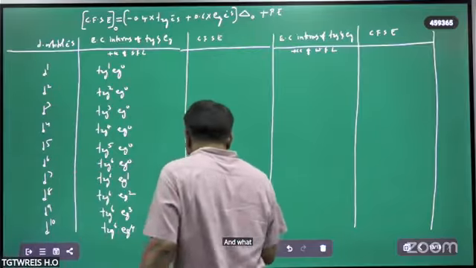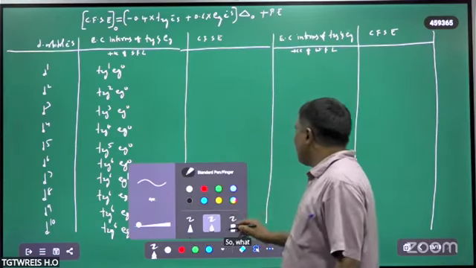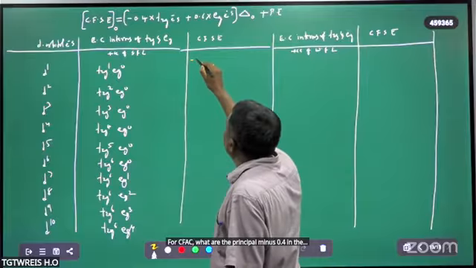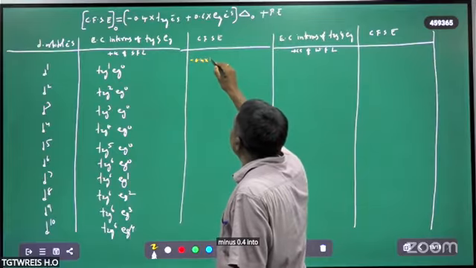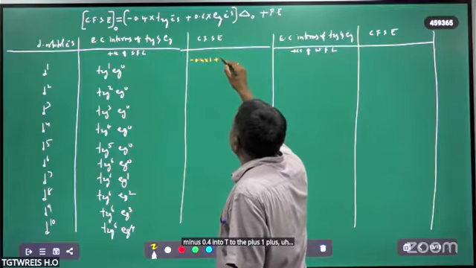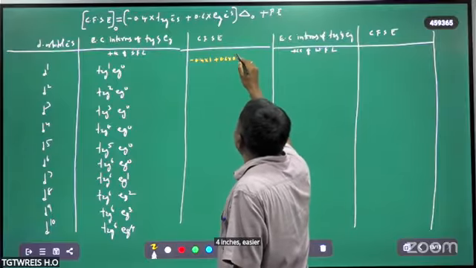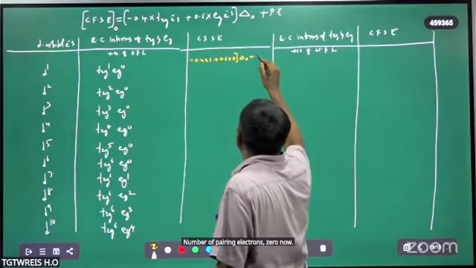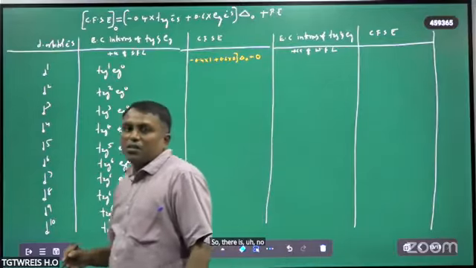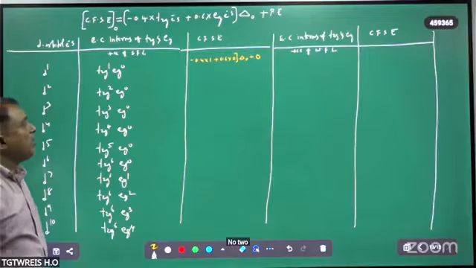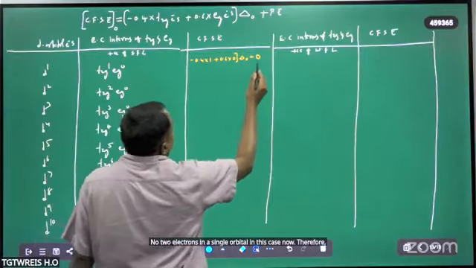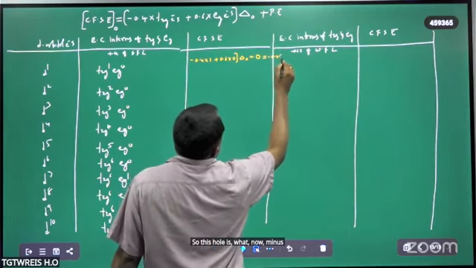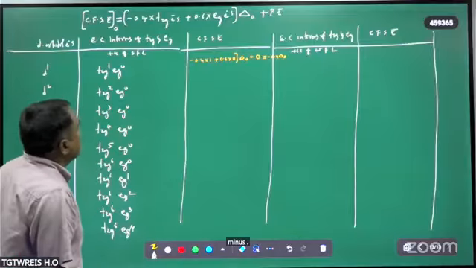And what about the CFSE values in this case? The CFSE is minus 0.4 into t2g electrons 1 plus 0.6 into eg electrons 0, into delta naught, plus number of pairing electrons 0. There are no pairing electrons, no two electrons in a single orbital in this case. Therefore this is equal to 0, so the whole is minus 0.4 delta naught.